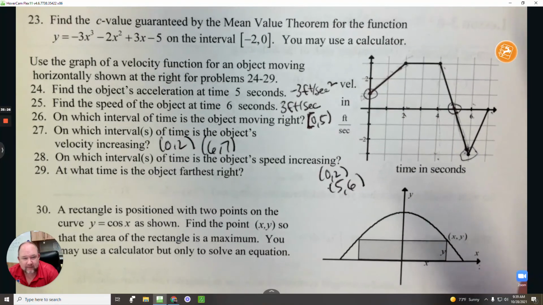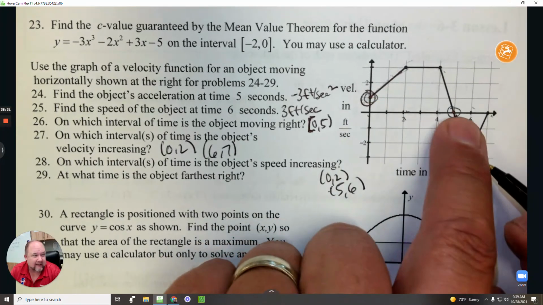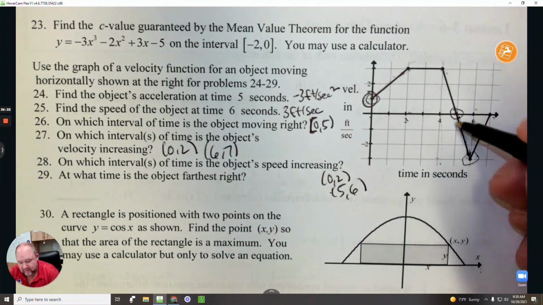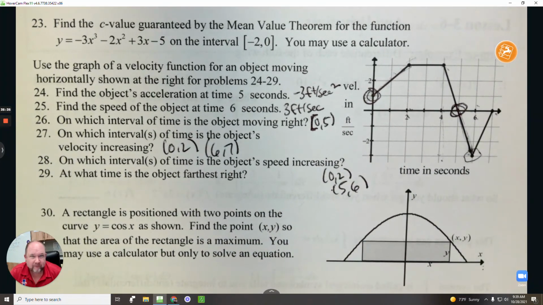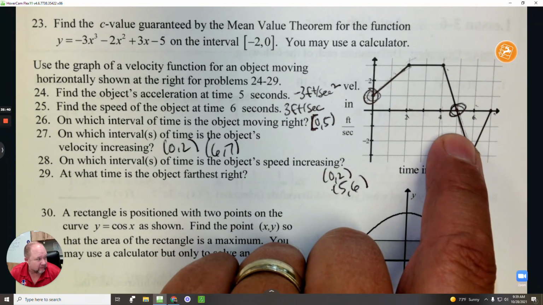At what time is the object farthest to the right? It's going to start here and it keeps going to the right, then to the left. So obviously right here at 5, it's the furthest to the right. After 5, it changes direction and goes back the other way.